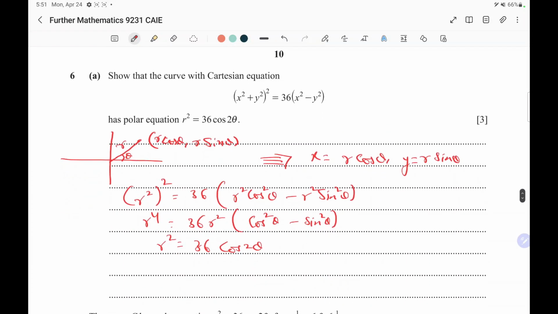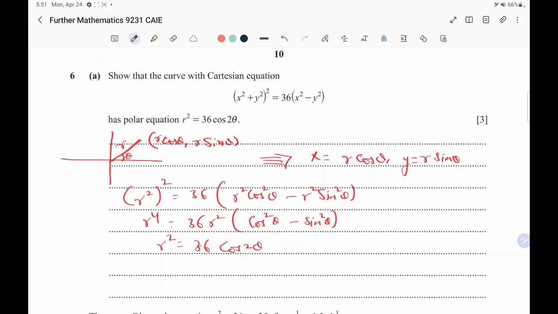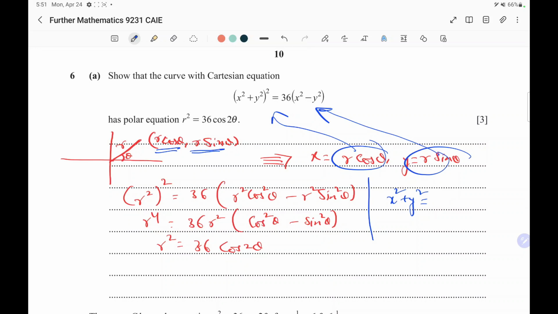Now show that the curve with the Cartesian equation has the given polar equation. Okay, so in general we know if it is r and this is theta, then x is r cos theta, y is r sin theta. So just put x and y. So x square plus y square, we know that x square plus y square is r square, and then cos square theta plus sine square theta. So only r square, right?